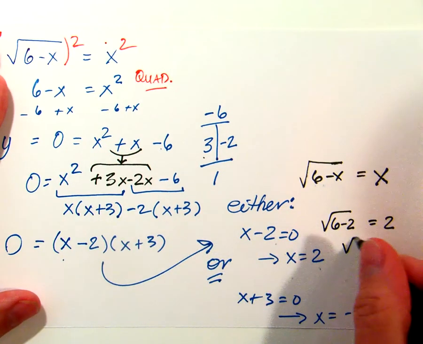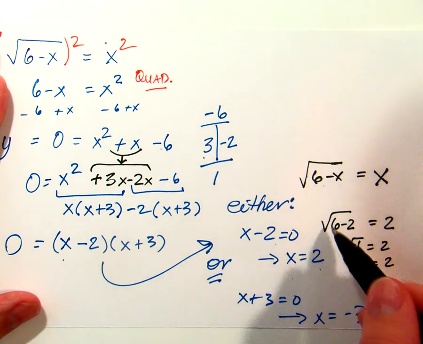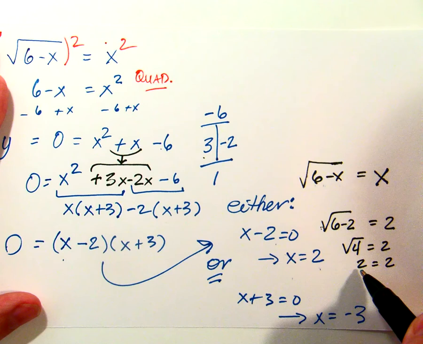That'll be the square root of 4 equals 2, and 2 equals 2. And of course, it could also be a negative 2, but since we were given the positive one, it can't actually be a negative one. It has to be the positive one.